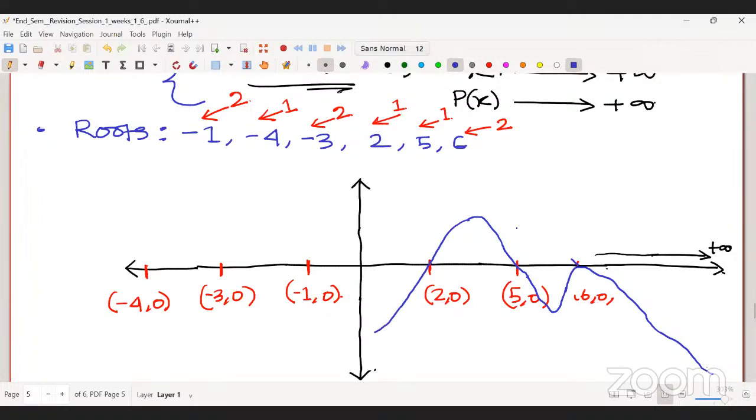So again, it will go to this point minus 1, 0. And what is the multiplicity of minus 1? It will bounce. 2, right? So again, it will bounce back. And again, it has to go towards minus 3. It will bounce back. Okay. And then it has to go towards the next root. It will cross, sir. Yes, correct.